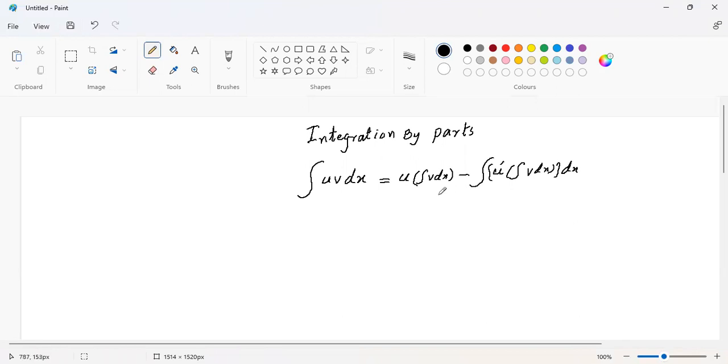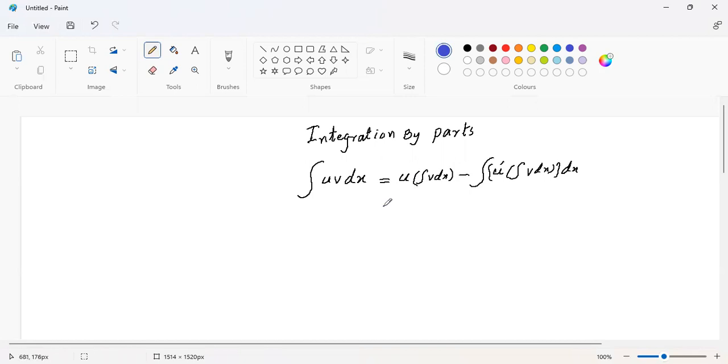First of all, I would like to discuss this formula, how you can apply it and how you can solve the question by using this formula. Keep in your mind, the first term is always u as it is. The second term is the integral of this. Here, u is the function that you have to take its derivative, and v is the function that you have to take its integration.